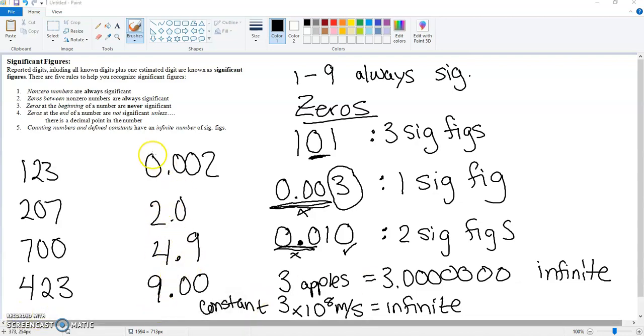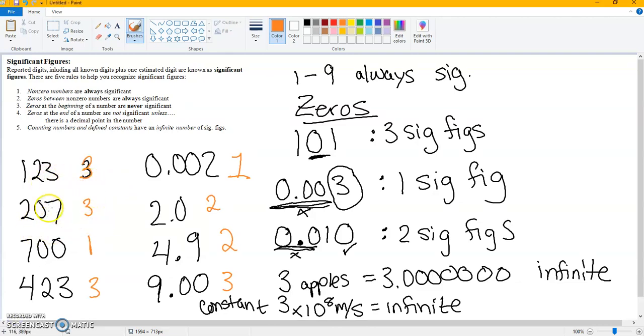All right, over to the left, I've written out 8 numbers. What I'd like you to do is tell me how many sig figs are in those 8 numbers. Okay? And then I will give you the answers once you unpause the video. So pause it and give it a shot. All right, so the first one has 3. The second one has 3 because the 0 is sandwiched in between the middle.